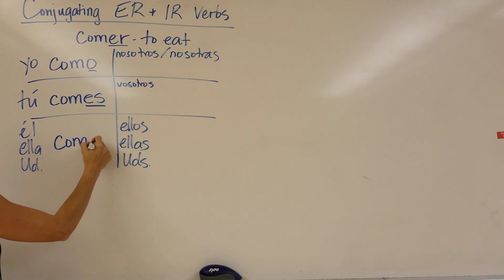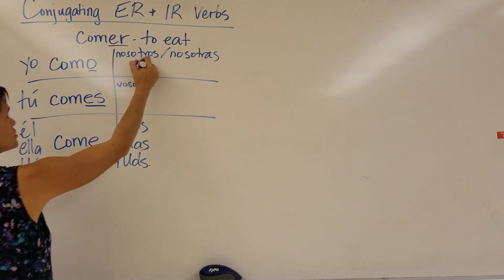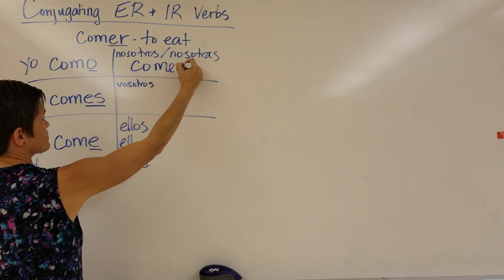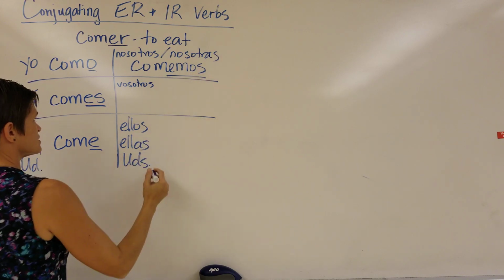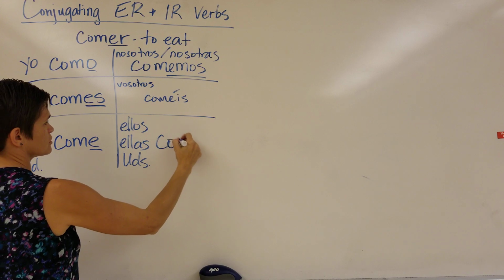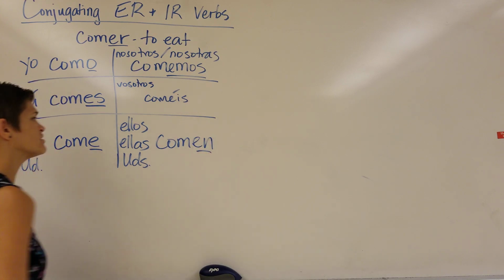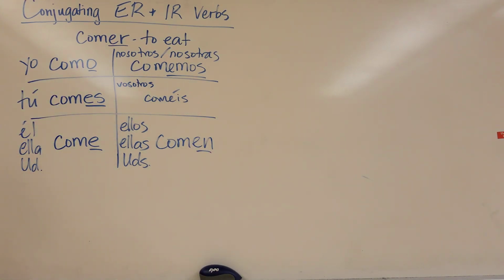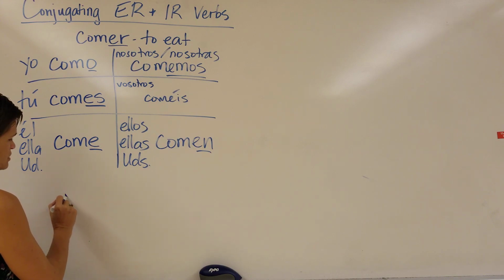Él, ella, usted, come. He or she eats. Nosotros comemos. We eat. And ellos comen, for they eat. Or ustedes comen, for you guys eat. So instead of o, as, a, amos, an, this is o, es, e, emos, en. Pretty straightforward. There is one irregular that's going to kind of mess with you.